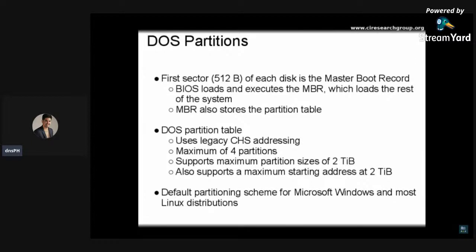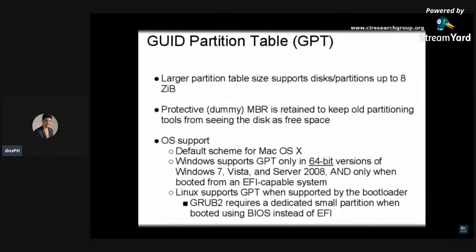And the DOS partition table still uses legacy cylinder head sector addressing, supports a maximum of 4 primary partitions, one of which can be an extended partition with logical drives in it, and supports maximum partition sizes and maximum partition starting addresses at 2 tebibytes. This is the default partitioning scheme for Microsoft Windows and most Linux distributions.